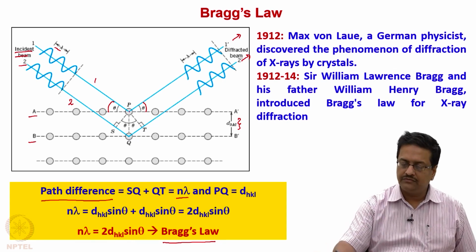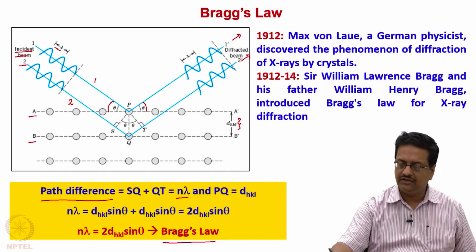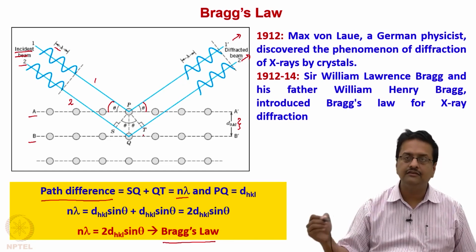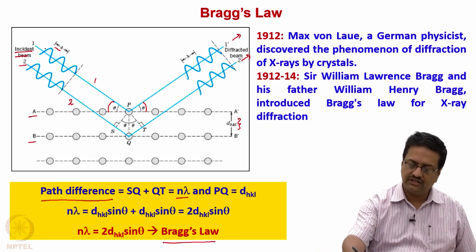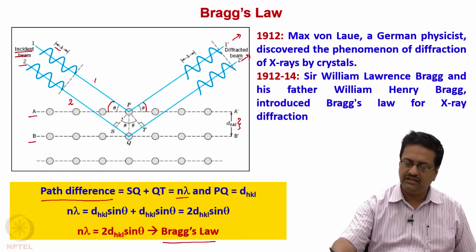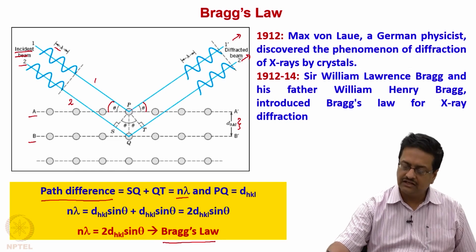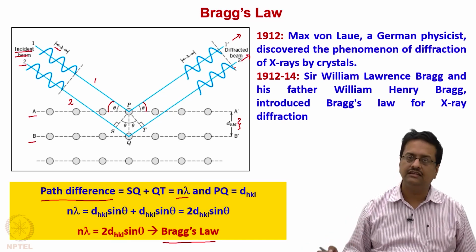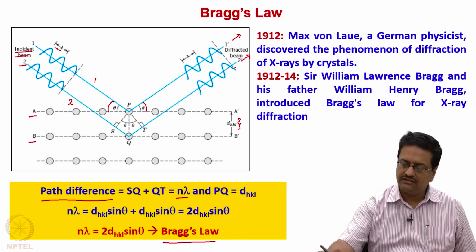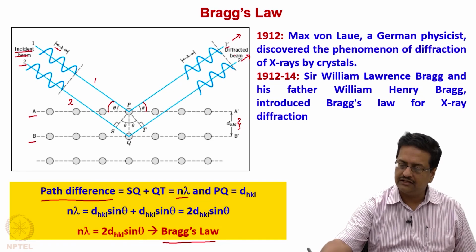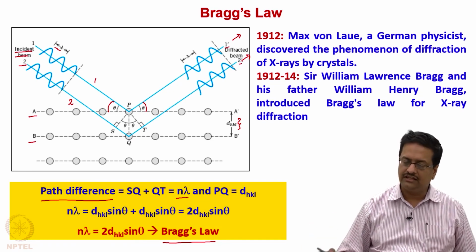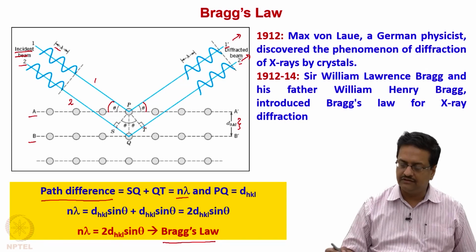Now if we drop a perpendicular from P to line number 2 and from P to line number 2 prime as S and T, it means that the portion before diffraction up to P is the same as up to S in case of 2. After diffraction, P to 1 prime and T to 2 prime is again the same. So the path difference between the diffracted beams 1 and 2 is nothing but SQ plus QT.